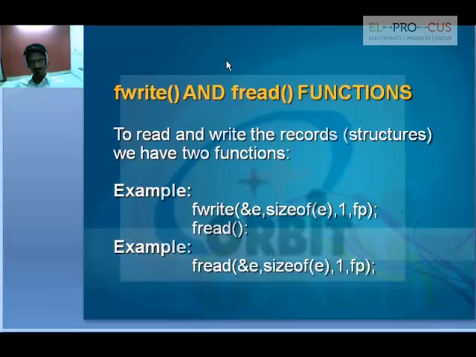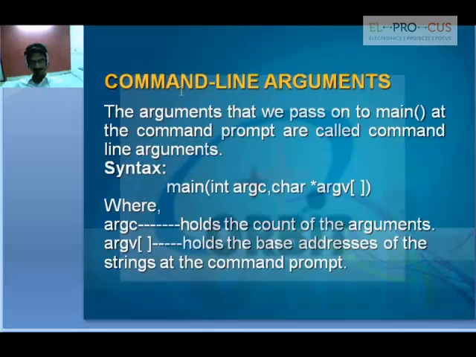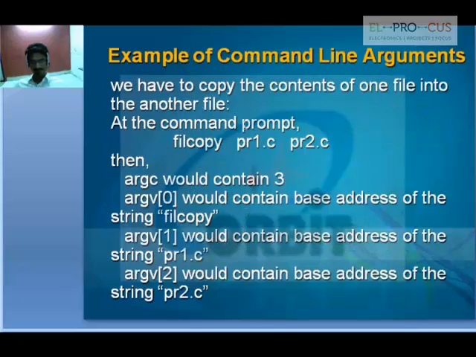Command line arguments, the arguments that we pass on to main at the command prompt, are called command line arguments. The syntax is main(int argc, char *argv[]), where argc holds a count of the arguments and argv holds the base address of the strings at the command prompt. We have to copy the contents of one file into the other file with the copy command. This is the way we copy.